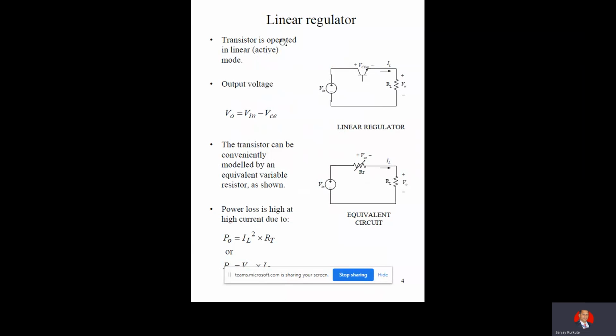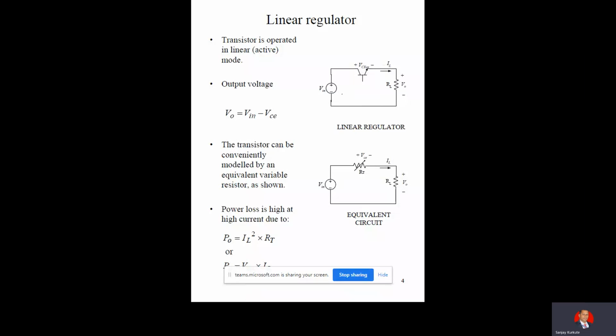So here the same figure will show you the transistor operation. Now here the transistor is in active mode, then we can have the output voltage from the same figure by applying KVL. You may have output voltage VO is equal to V minus VCE like this. So this is the basic operating principle of linear regulator.